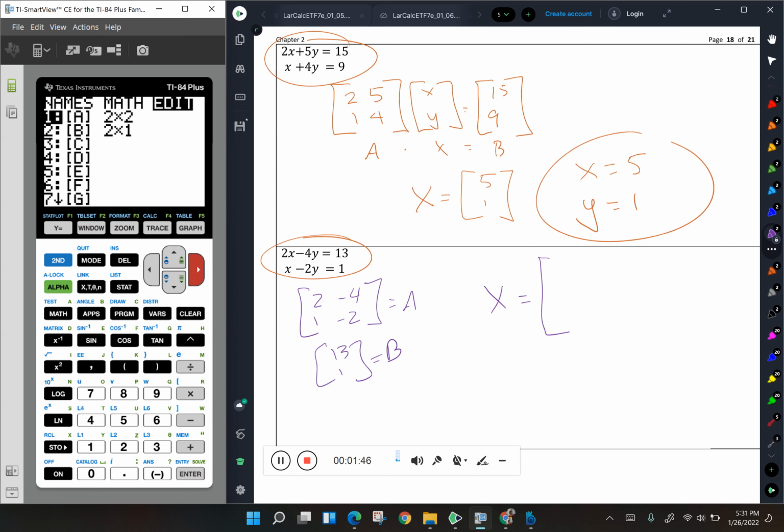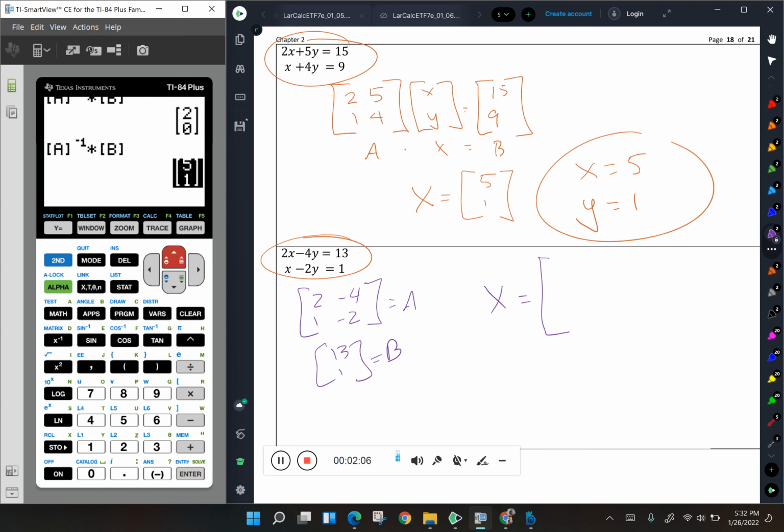Matrix, edit. Matrix A, it's a 2 by 2. The entries are 2, negative 4, 1, negative 2. Okay, quit out of there, go back to matrix, over to edit, down to B. Matrix B is a 2 by 1. The entries are 13, 1. Quit out of there, rerun that same command again. Wait, what? What does that mean? Oh no.